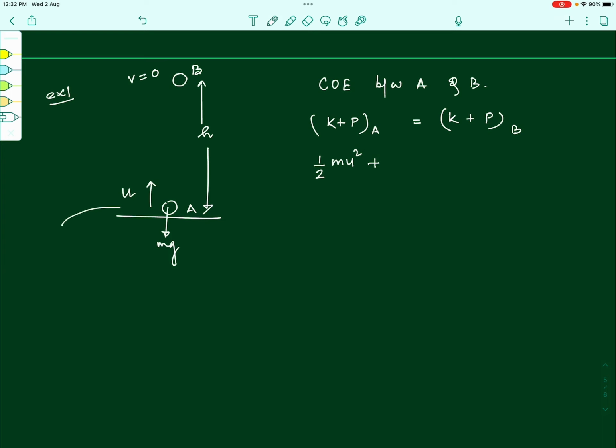So, let us take the potential energy at the ground level to be 0. Potential energy at A is 0. So, this becomes 0 here. This should be equal to the kinetic energy at the position B.